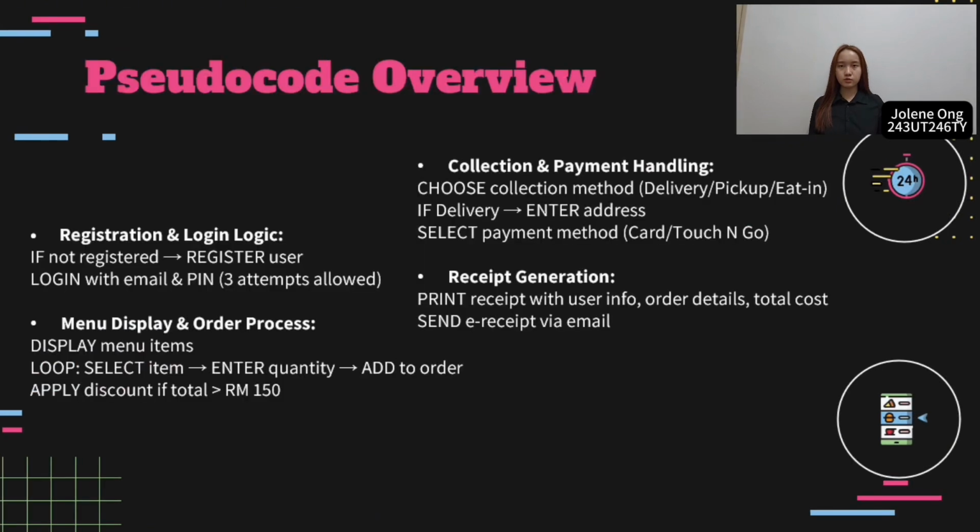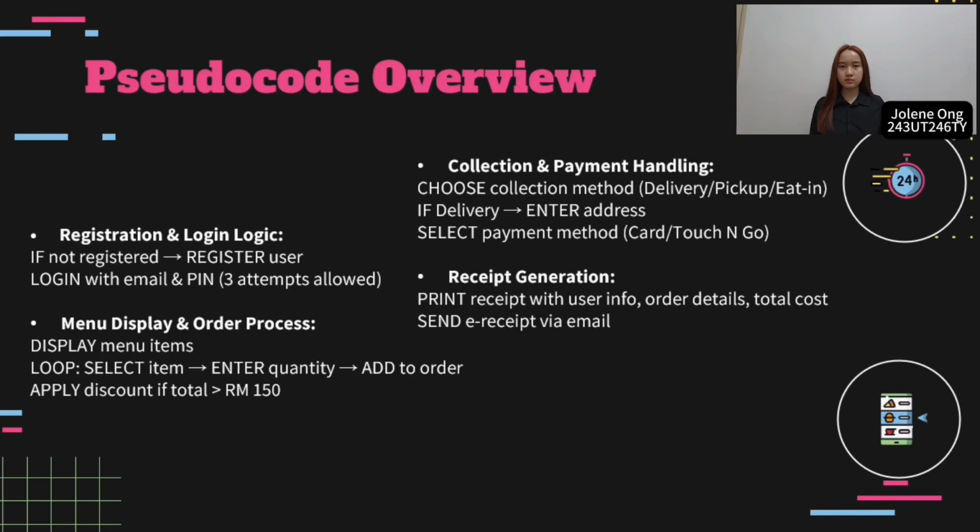Apart from that, pseudocode. The pseudocode provides a structured overview of the program logic. The key sections of our pseudocode, for the first one, is user registration and login. Check if the user is registered. If not, register by collecting name, email, phone, and PIN. After that, login process with email and PIN. There is a limit of 3 login attempts for security.